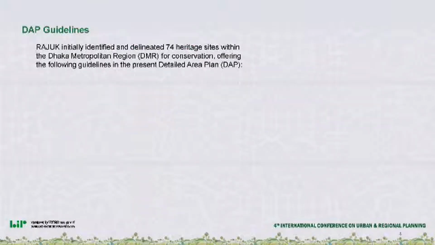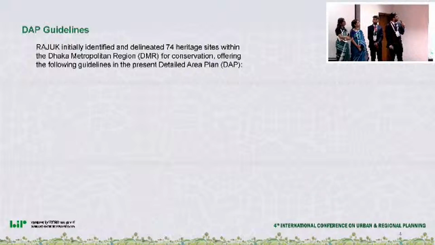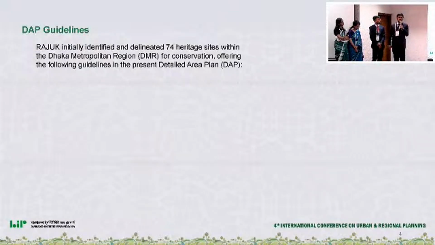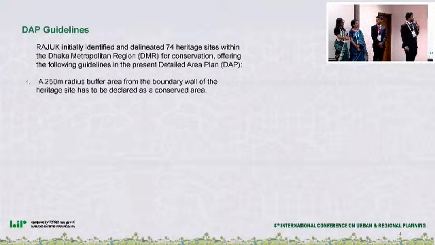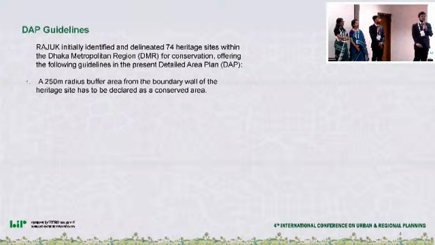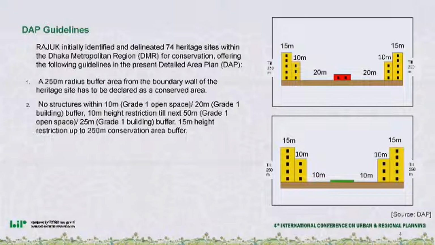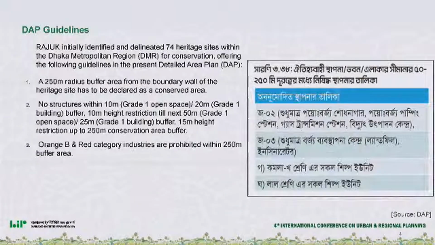At first, we should look at the DEP guidelines for heritage conservation. Raju has delineated 74 heritage sites across the DMR region and has provided some guidelines to preserve them. At first, demarcation of a 250-meter buffer area around the sites and some height and building related restrictions around different distances of buffer zones. Then orange B and red category industries are strictly prohibited within the buffer zone.